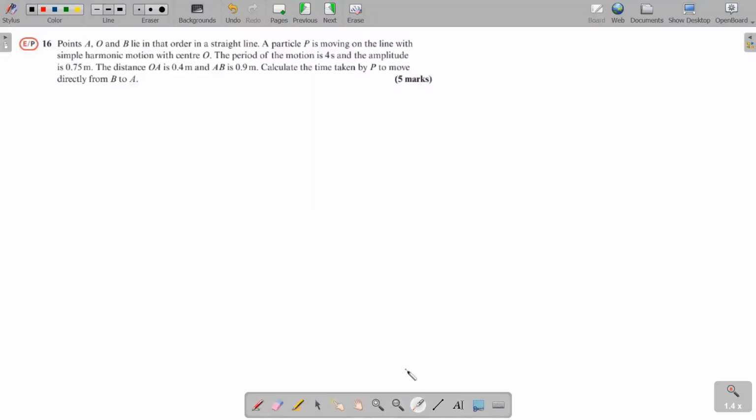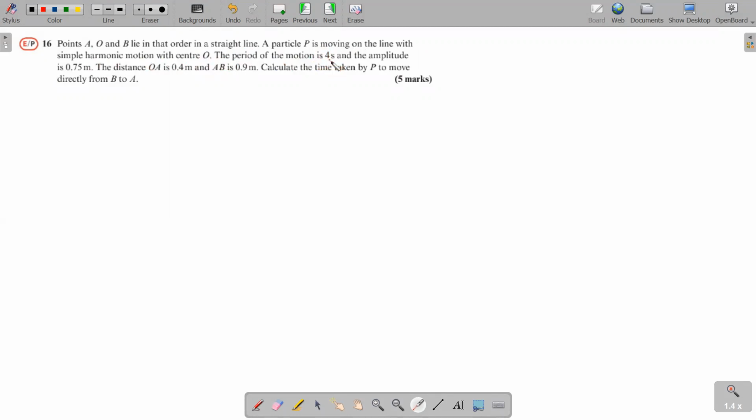Okay, so we'll move to question number 16. Points A, O, and B lie in that order in a straight line. Okay, so there is an order. A is first, O second, B at the end. A particle P is moving on the line with simple harmonic motion with center O. They're saying there's a particle P, it is moving on the line with simple harmonic motion with center O. The period of the motion is 4 seconds.